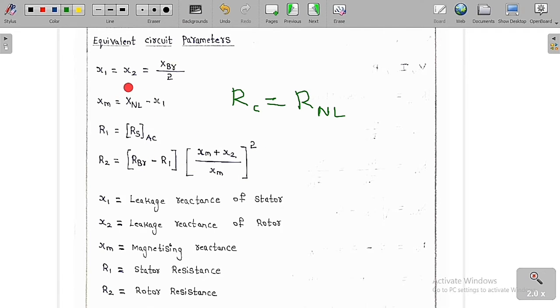So therefore X1 is equal to X2 is equal to XBR by 2, Xm is equal to XNL minus X1, and R1 is equal to RSC, R2 is equal to (RBR minus R1) into ((Xm plus X2) by Xm) whole square. X1 is called the leakage reactance of the stator, X2 is the leakage reactance of the rotor, Xm is the magnetizing reactance, R1 is the stator resistance, and R2 is the rotor resistance. RC is equal to RNL, and RC is called the core loss component of resistance. Like this we have to always remember.